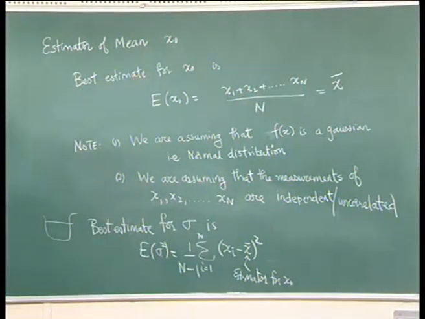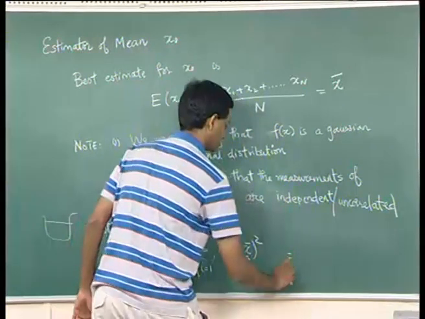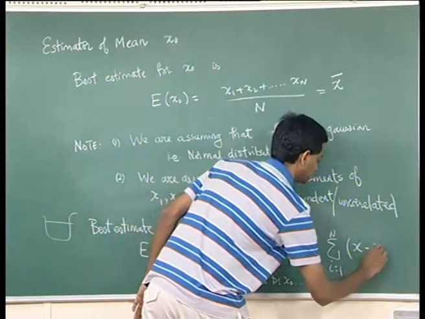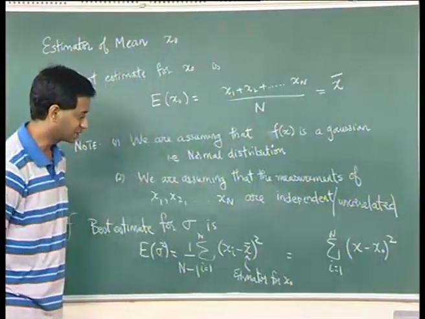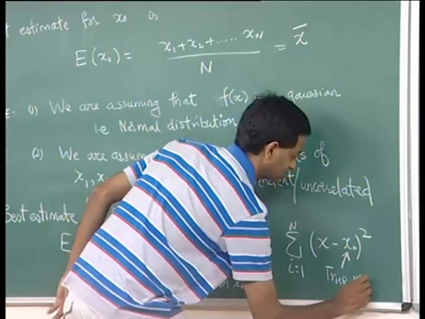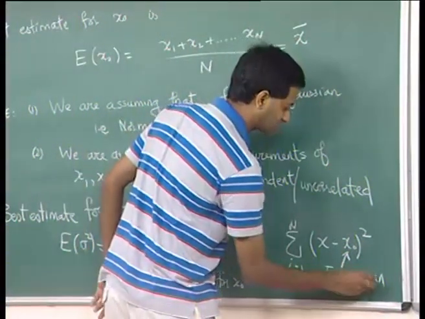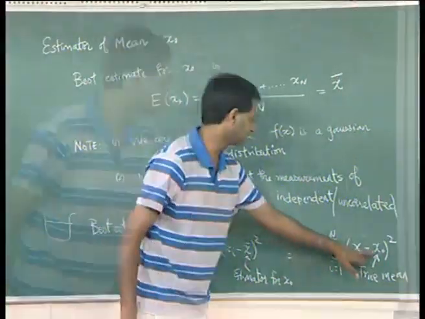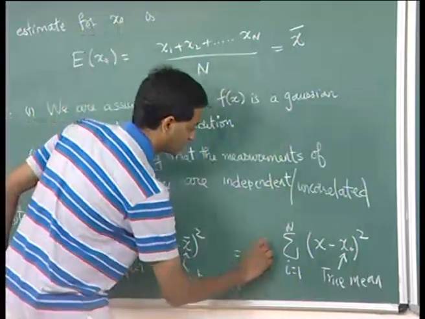Now if instead we had used the sum over i equal to 1 to n of (x minus x 0) squared, where x 0 is the true mean. If there was some way you actually knew the real mean, and the true mean will in general not be equal to x bar, then you would use 1 over n.